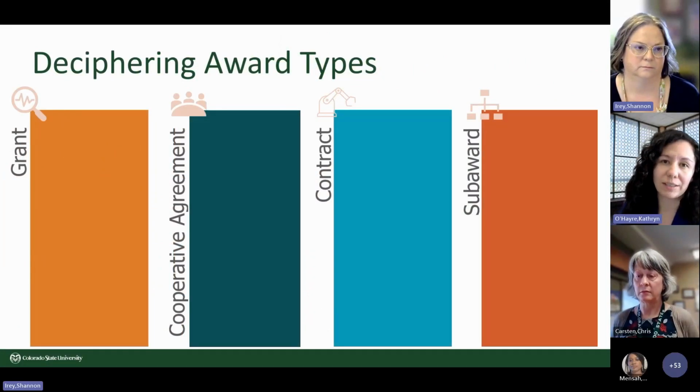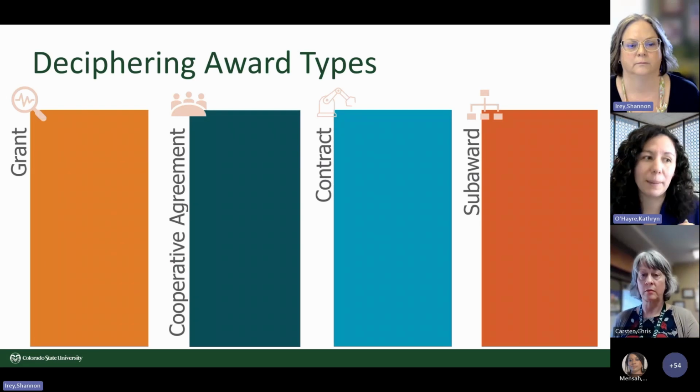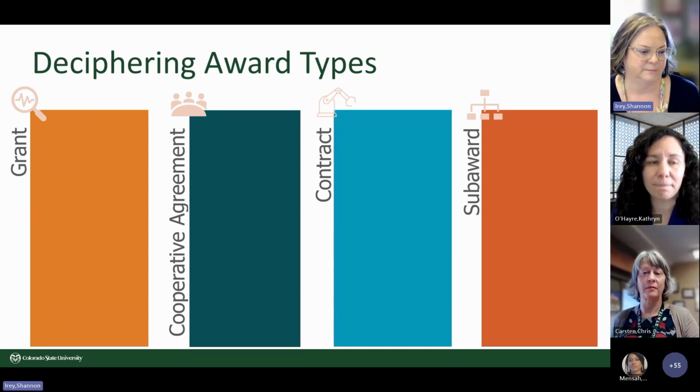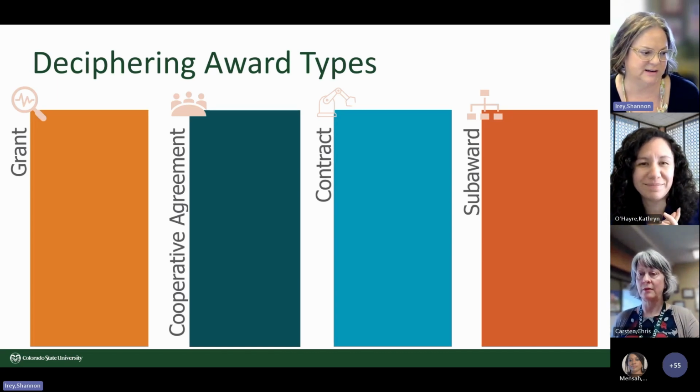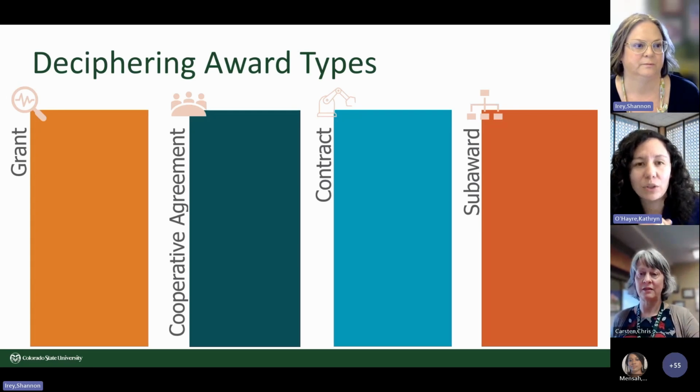Okay, in the chat, let's do grant first. So find the chat, and we're going to do a chat bomb, okay? Write one characteristic that you think of when you hear the word grant. I'm going to say 3, 2, 1, go. Don't hit send until Kat says send, so I don't get overwhelmed with all of them at once. What characteristic do you think of when you hear grant?